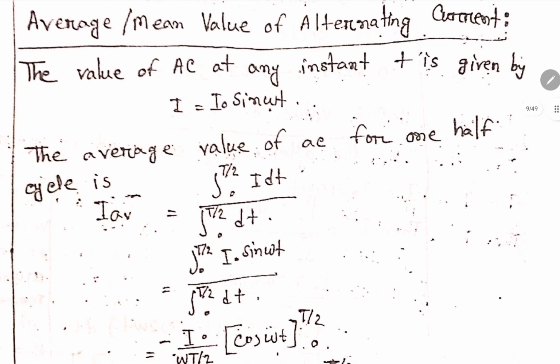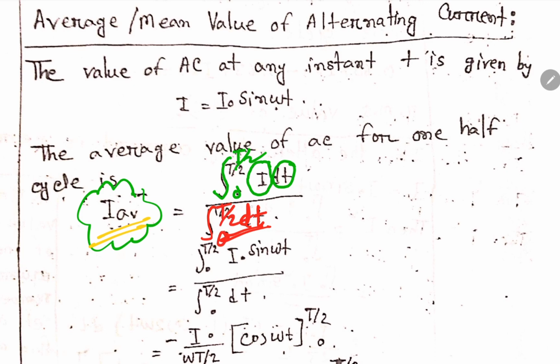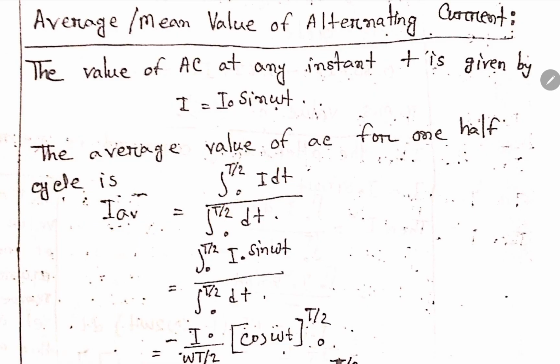So we want to find the average of the current. That's why we multiply current with the differential element of time, and then we take the integration from 0 to T by 2. And as we want to find the current, we cannot divide by current, we have to divide by time. We take the integration of dt, within the same limit 0 to T by 2, which we have taken in the numerator. I hope that makes some sense to you.